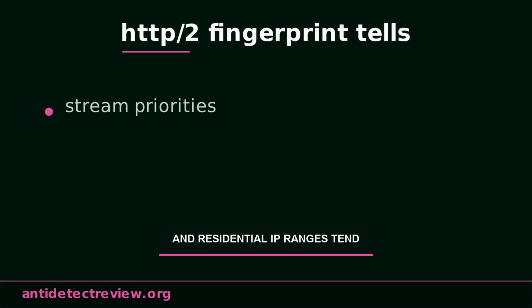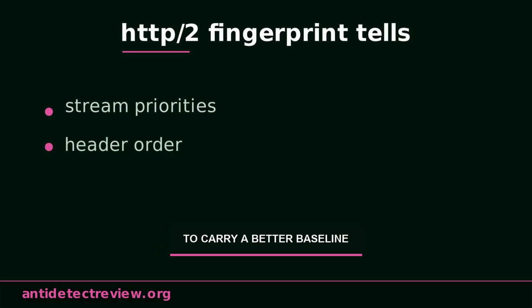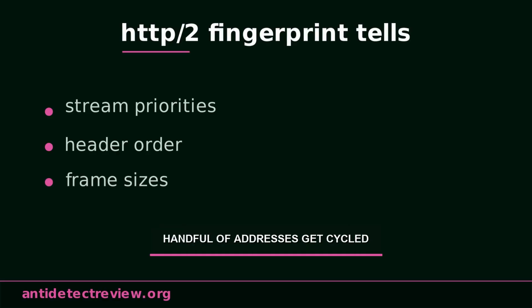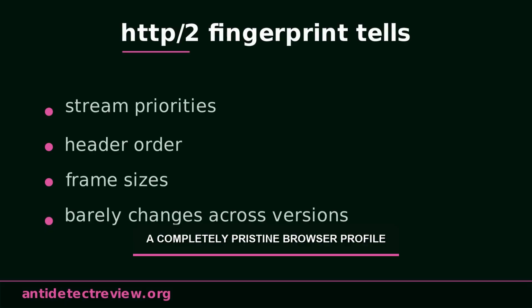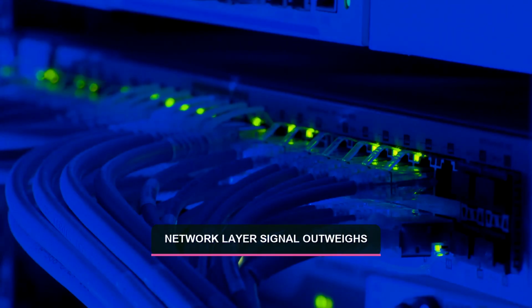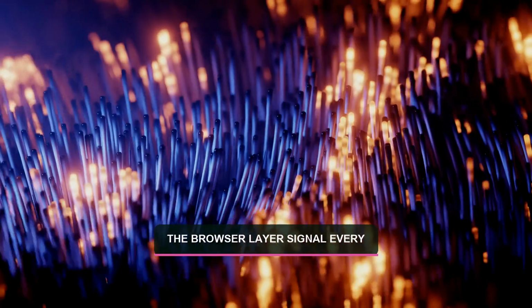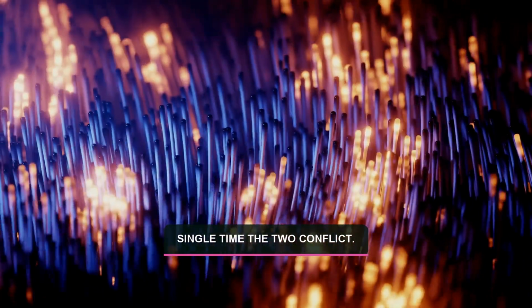Mobile and residential IP ranges tend to carry a better baseline reputation simply because real consumer devices live there. But even a mobile or residential IP gets burned fast if the same handful of addresses get cycled across hundreds of accounts. A completely pristine browser profile running over a flagged data center IP still gets challenged constantly because the network layer signal outweighs the browser layer signal every single time the two conflict.